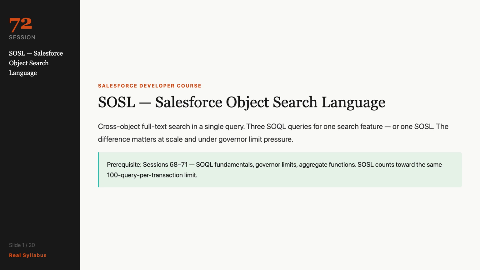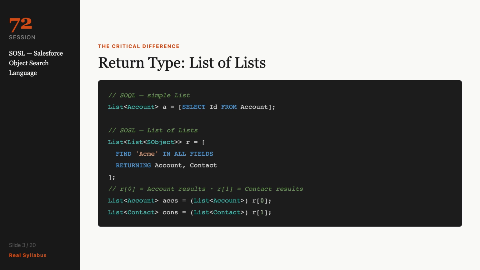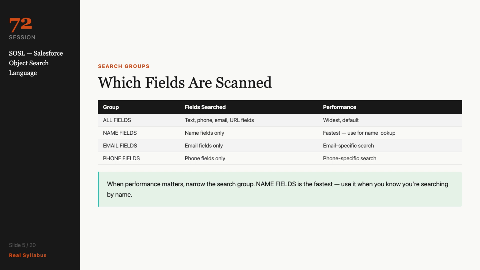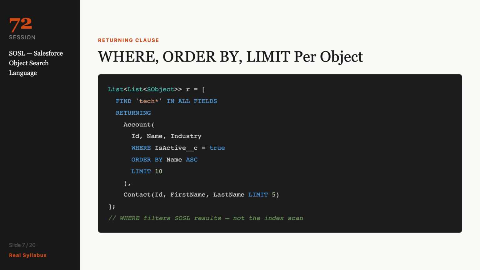Session 72 covers SOSL, Salesforce Object Search Language. SOSL is the platform's full-text search query language, and it solves a specific problem: searching across multiple objects simultaneously without knowing which one contains the data you're looking for. The fundamental distinction between SOQL and SOSL is the backing system. SOQL queries the database index, structured, precise, one object at a time. SOSL queries the full-text search index, broader, wildcard-capable, multi-object. Neither replaces the other. They solve different problems.